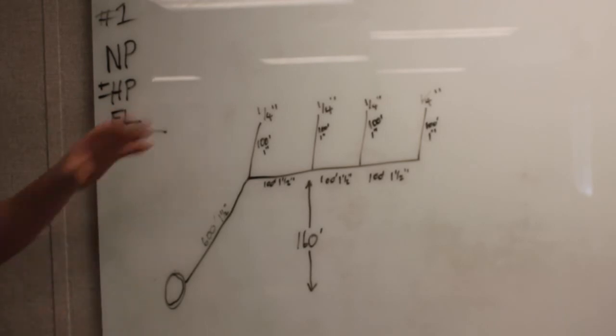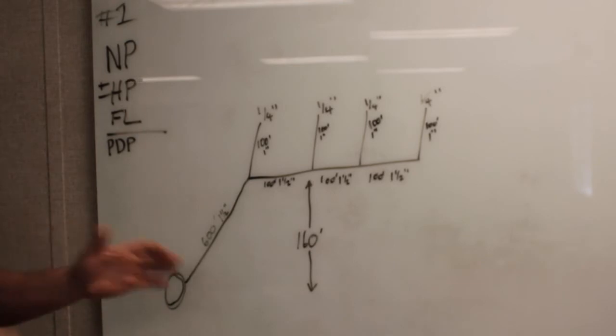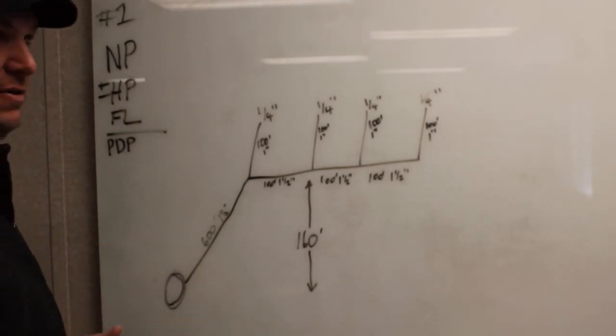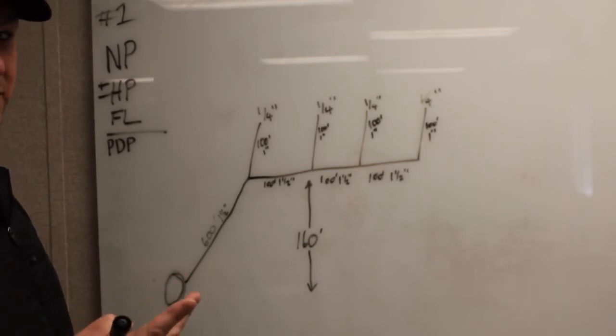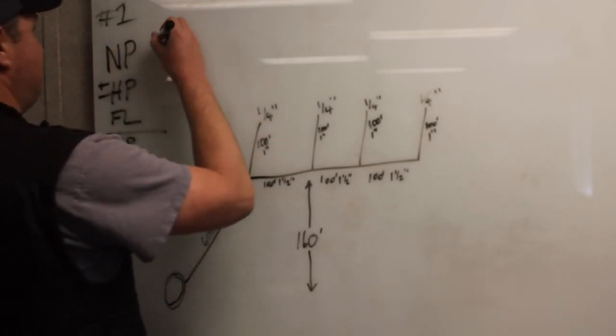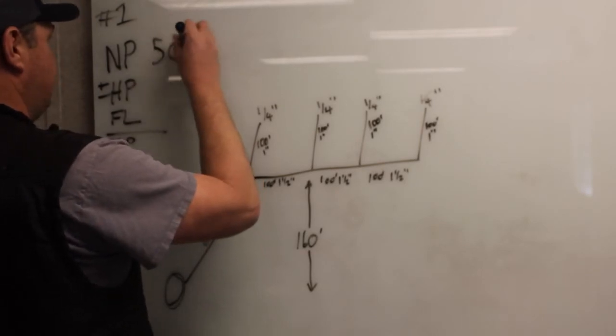I start here. What's my nozzle pressure? If I'm looking at this equation, I say quarter inch. Quarter inch means tips. And for tips, there's only two possible answers here. It's either 50 or 100. Tips are 50, right.